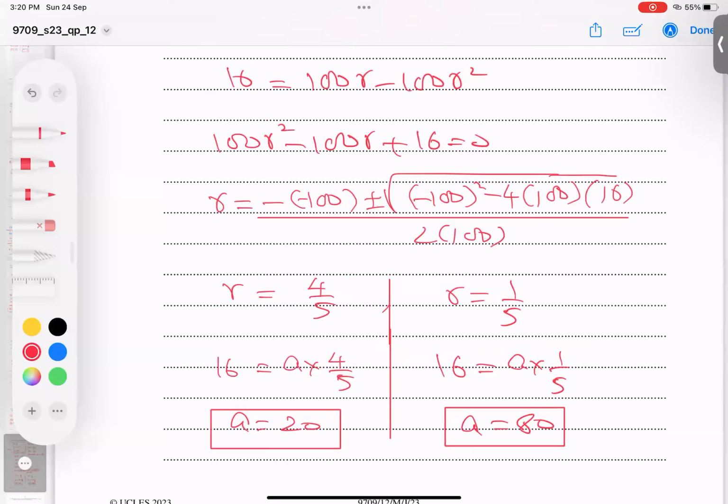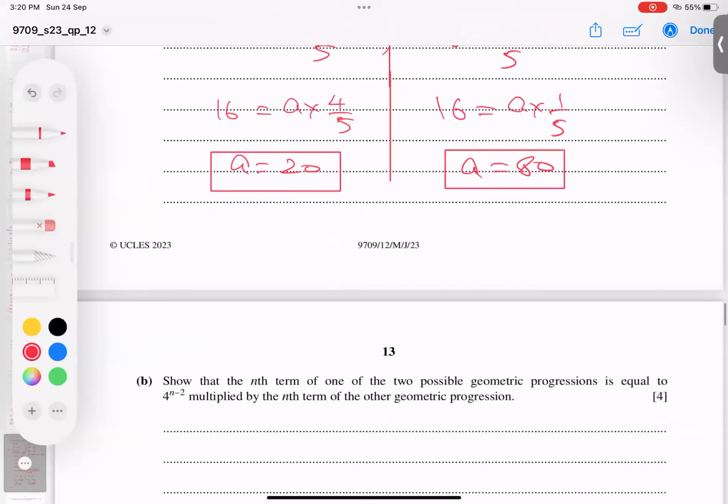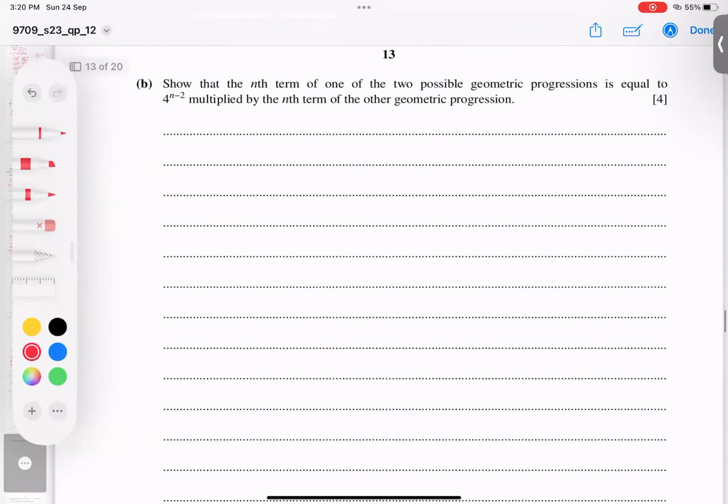Let's move on, this is done. Let's go for the next question. What is the next question we have? Show that the nth term of the two possible geometric progressions is equal to 4 to the power n minus 2 multiplied by the nth term of the other geometric progression.